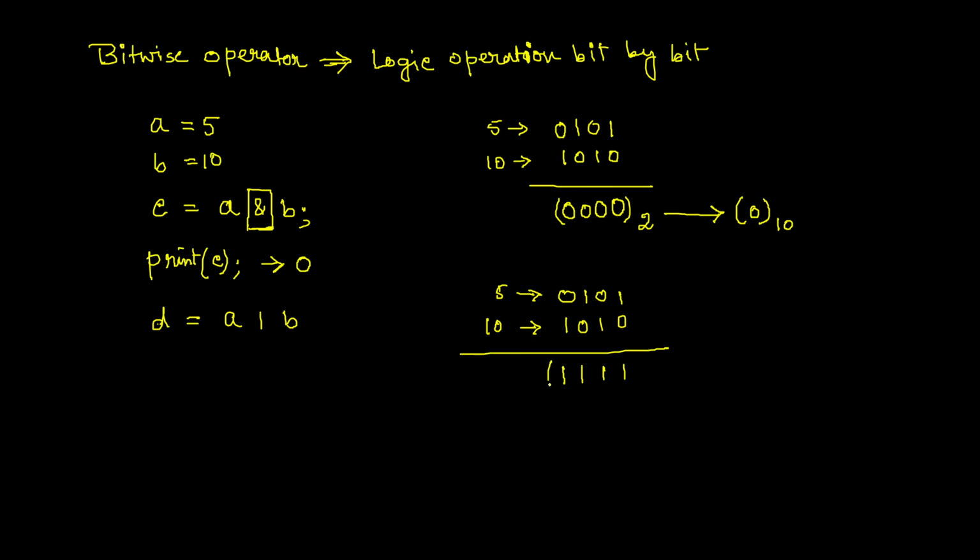And this is the binary combination. If you find the corresponding decimal, it will be 15 in decimal. So if you print d, you will get output 15. So this is the difference between bitwise logic operations and simple logic operations.